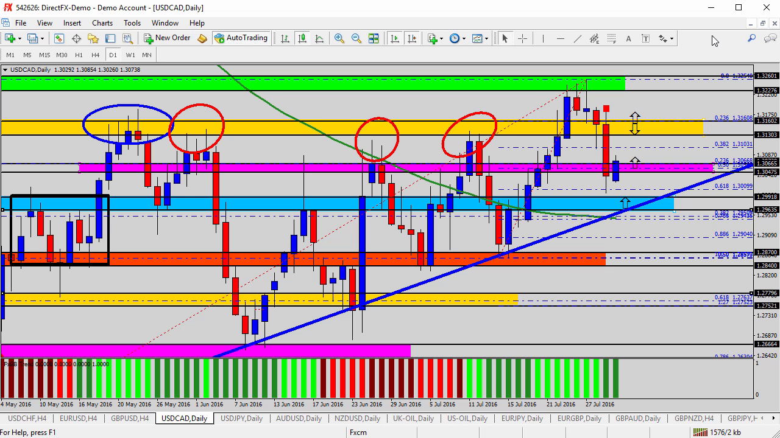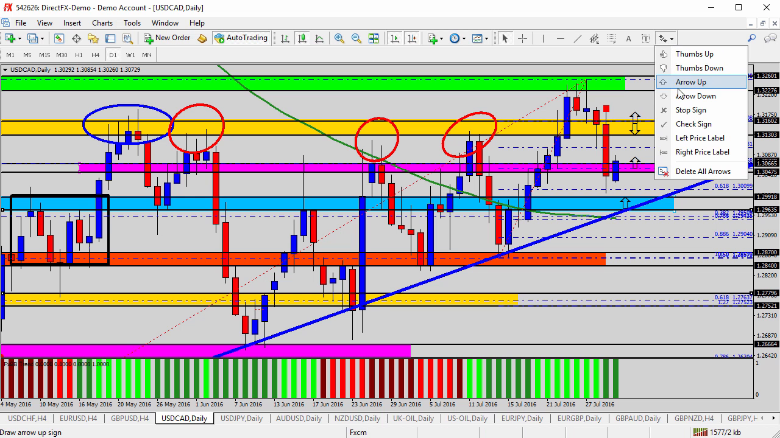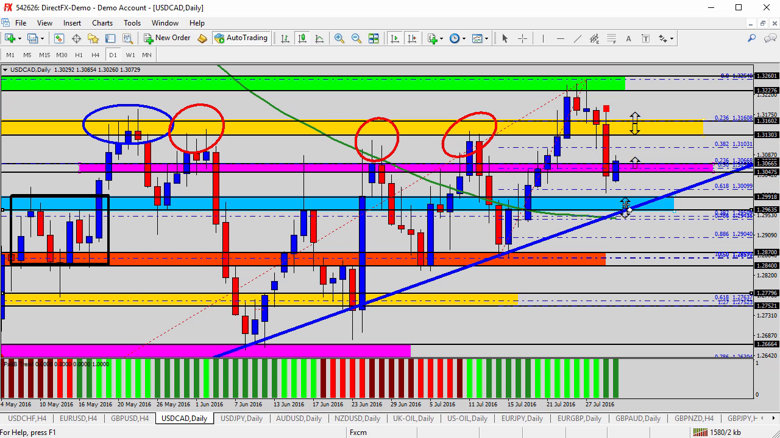The only reason I would change my mind back to going short here would be under the blue zone, underneath the 100 period moving average, and underneath the blue trend line. And again, we would likely look for oil prices to go back up if that's the case for the US CAD. If oil prices go back up, we look for this to continue to go back down for the US CAD.